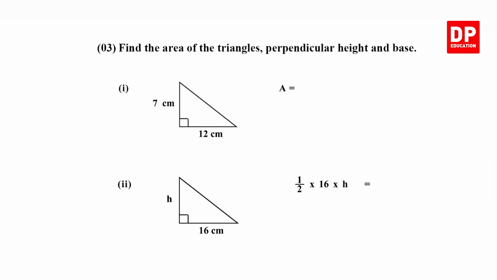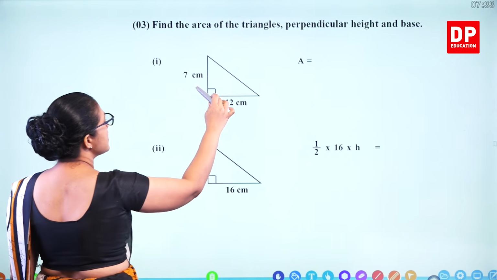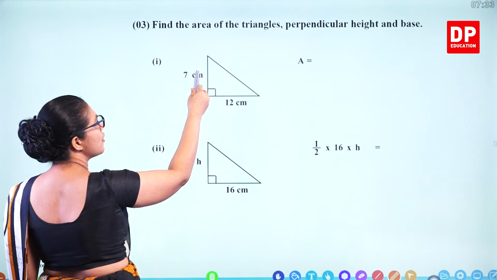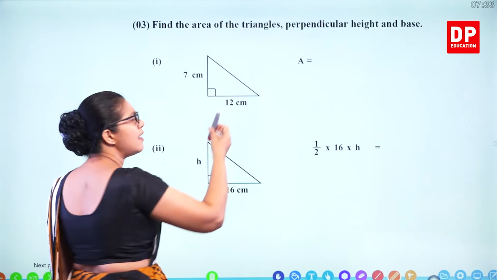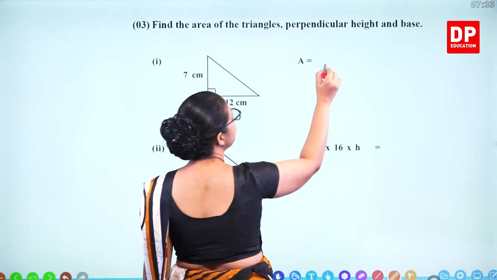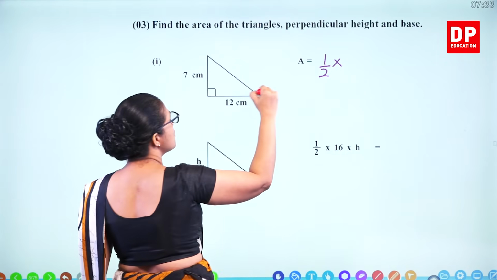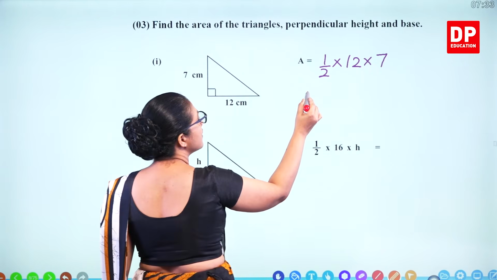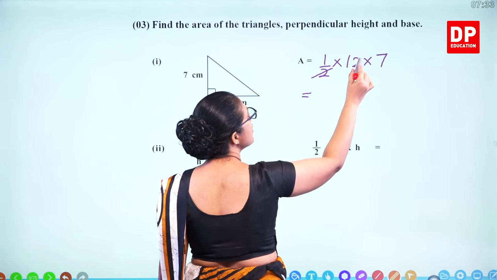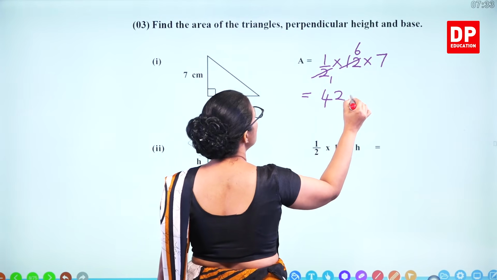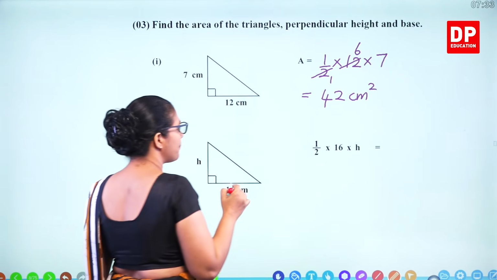Find the area of the triangles, or perpendicular height or base. In this one, right angle triangle, if this is base, you can take this one as a perpendicular height. If this is the base, this is the perpendicular height. You can take any length. So half, we'll take base length is 12 and perpendicular height becomes 7. Here you can divide by 2, 6, and 6 times 7, 42 square centimeters.